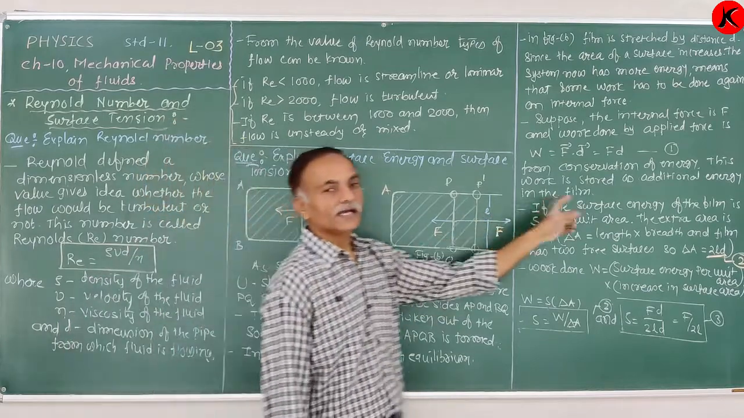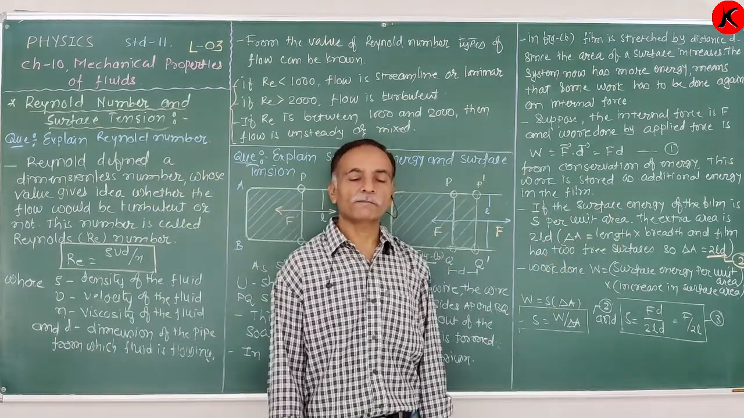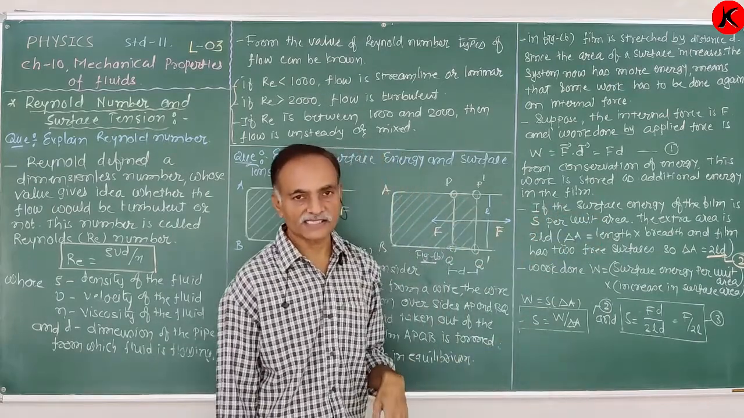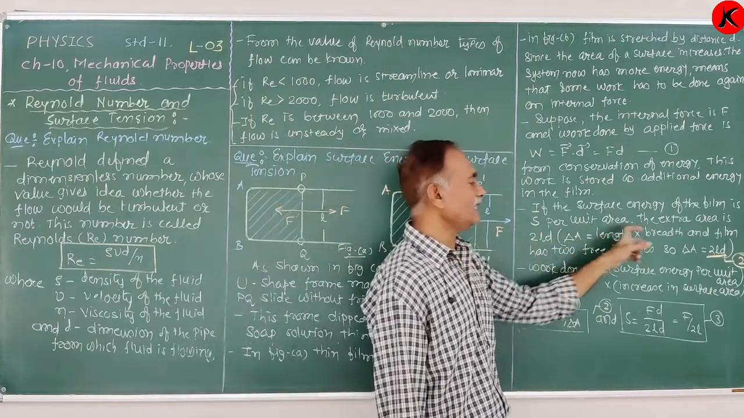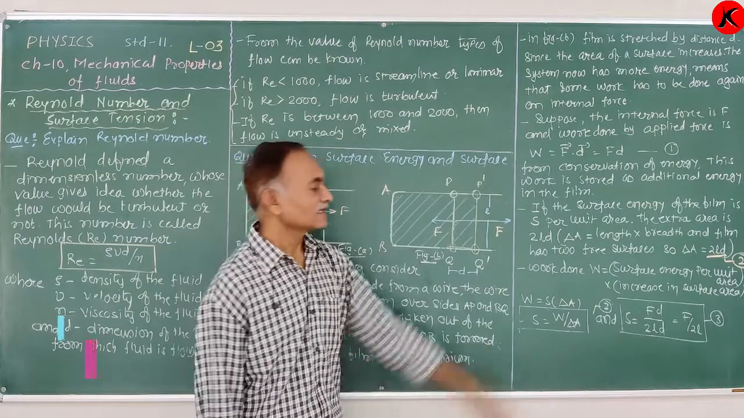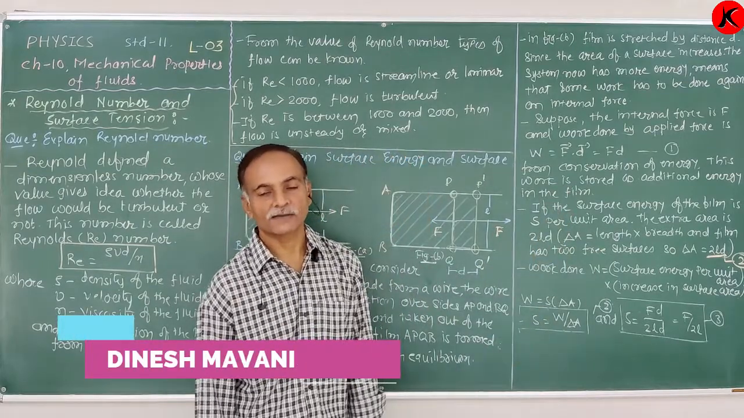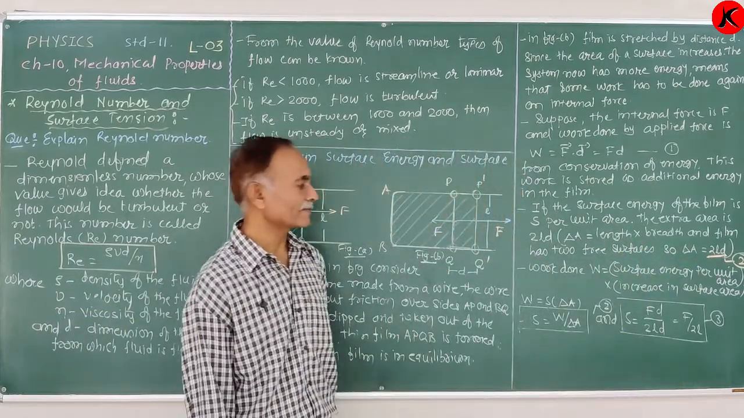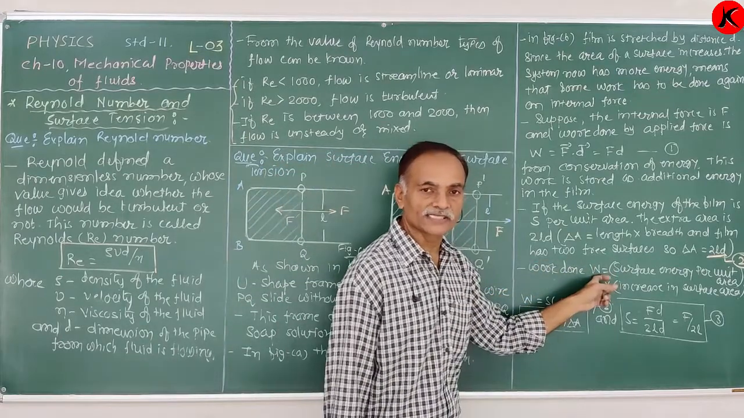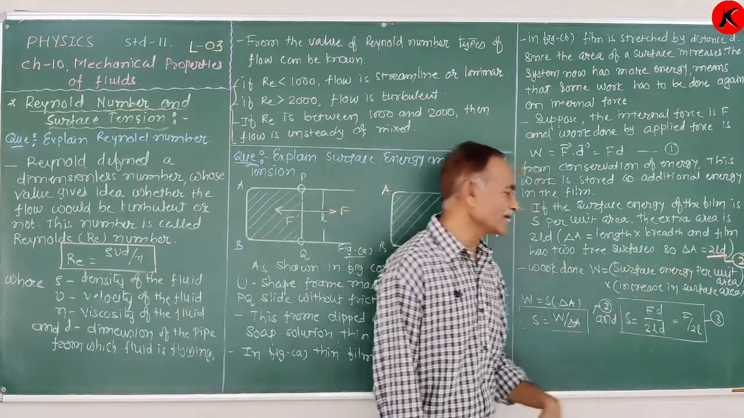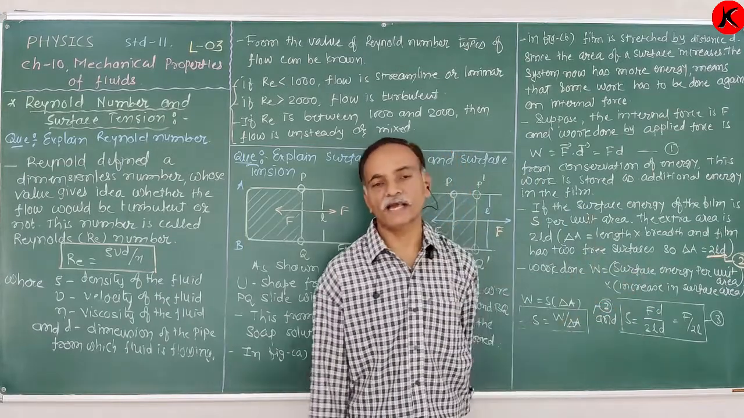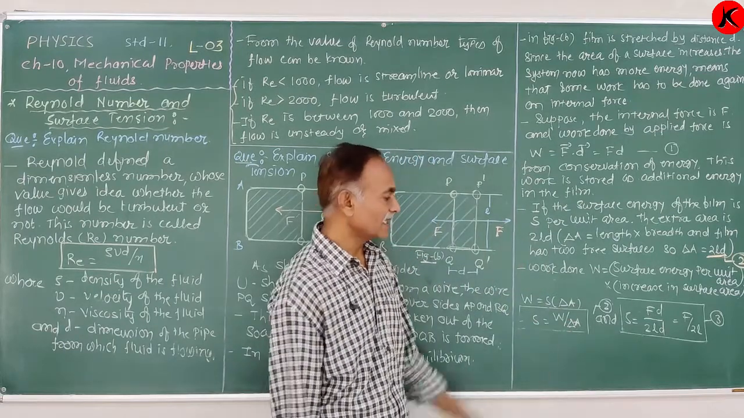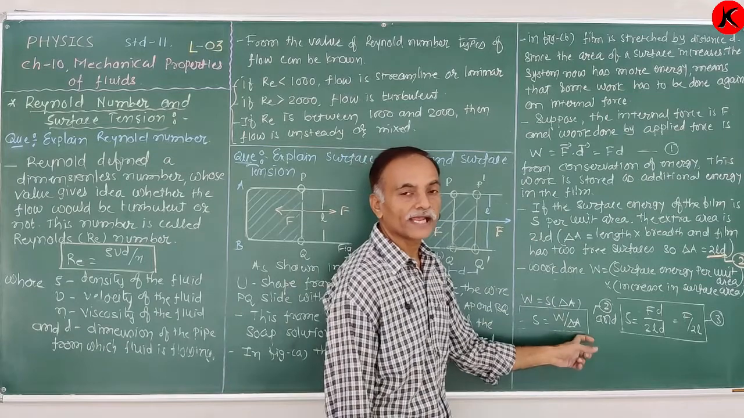Now, let's assume that the surface energy of the film is S per unit area and the increase in area is delta A. Delta A is equal to length into width, and the film has two free surfaces. Therefore, delta A is equal to 2Ld. Therefore, the work done W is equal to surface energy per unit area into increase in surface area. Therefore, W is equal to S into delta A, so S is equal to W upon delta A.